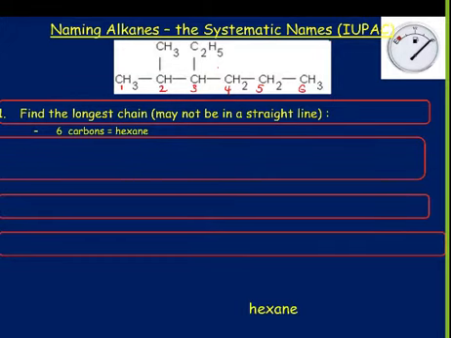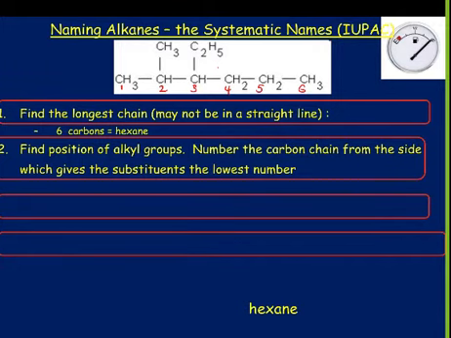Okay, so what carbon numbers have my groups? 2 and 3. What is the side group on carbon 2?